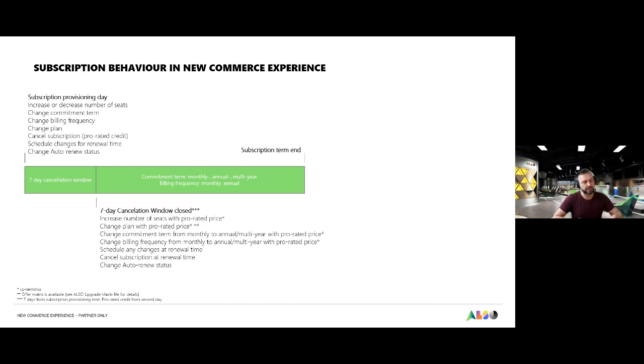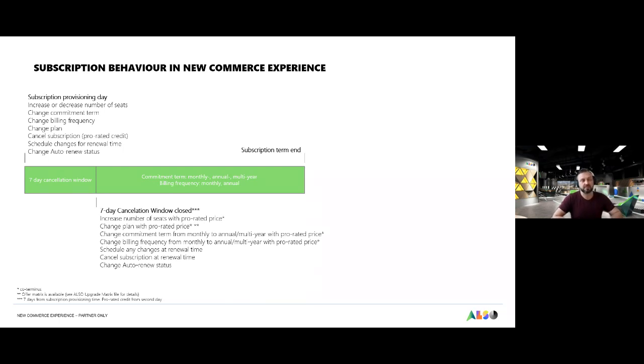You can change the plan with prorated price, and tell in advance that it's an upgrade, so increasing number of features and number of apps in the plan. You can also increase the commitment term and billing frequency, for example, from monthly to annual, and so on. And you can schedule all the changes. For example, if you have a conversation with a customer during this commitment term, which might be, for example, a year, and you agree on some changes that you would like to make, then you can already schedule those changes that will kick in at the renewal time of the subscription.